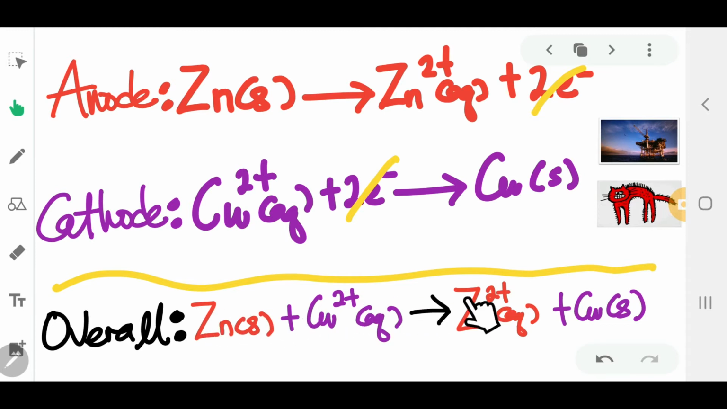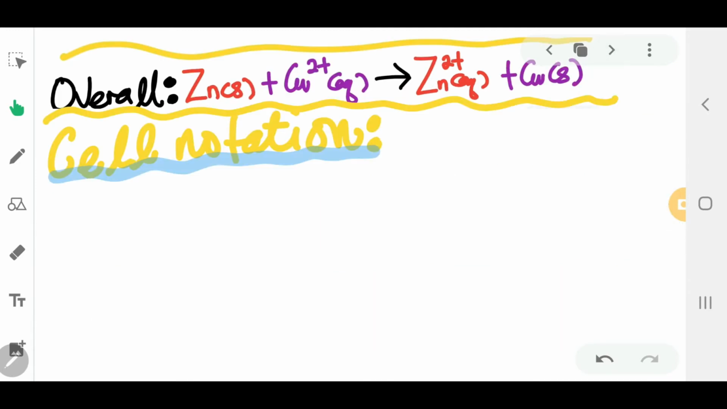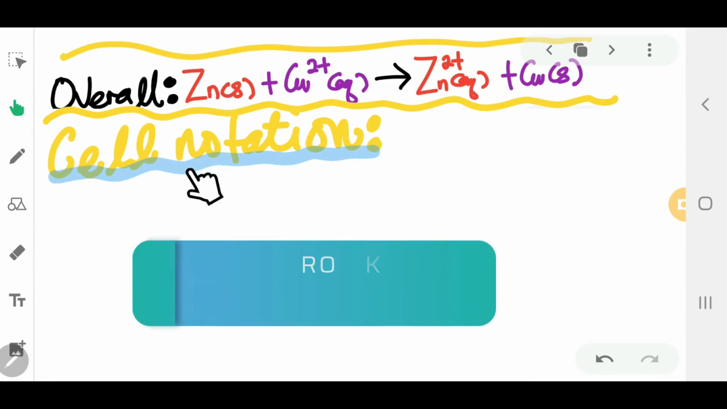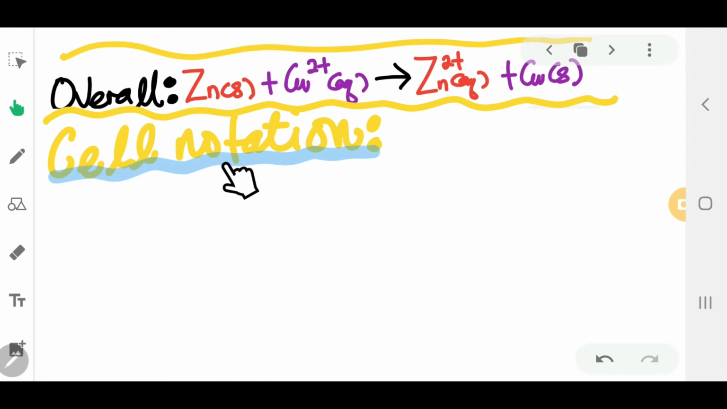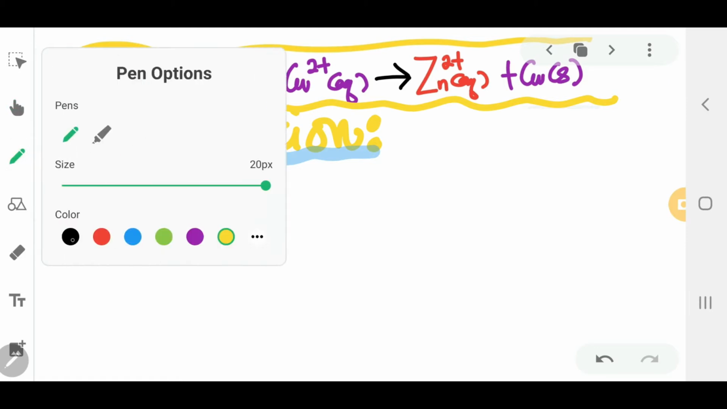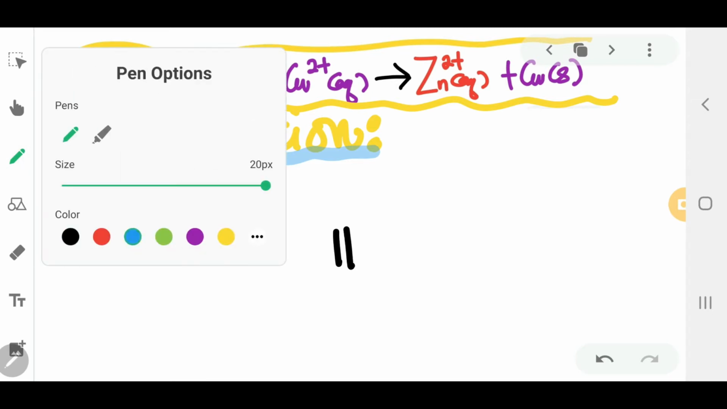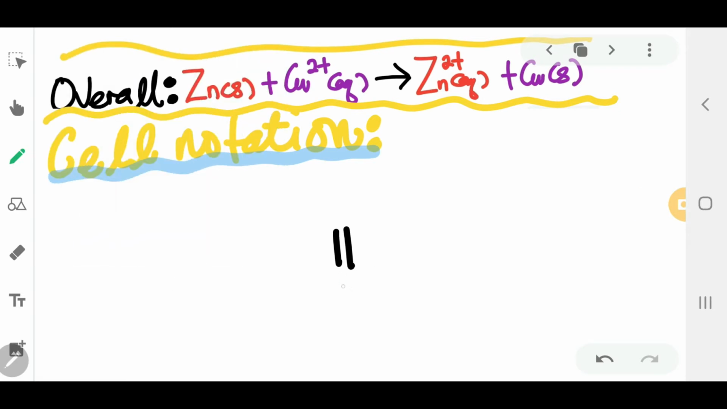And from the overall cell reaction, we should be able to write the cell notation as well. To write the cell notation, it's slightly different from what you write for the overall cell reaction. The first thing you need to do is write these boundaries. So you're going to have 2 lines in the middle like this. And this one will be representing the salt bridge.